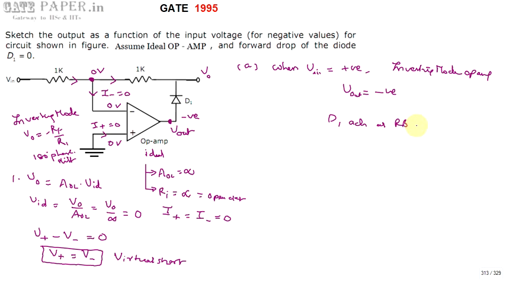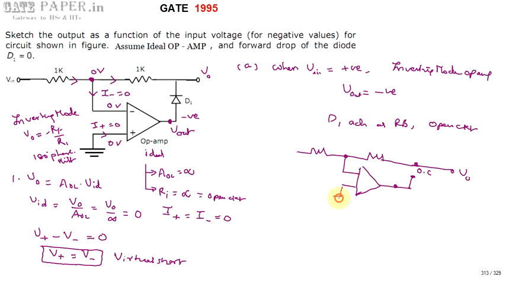Whenever it acts as reverse bias, it will be acting as an open circuit. So the diode will be replaced with an open circuit under reverse bias. Then the diagram is going to look like this. This is the open circuit, and it is V0.